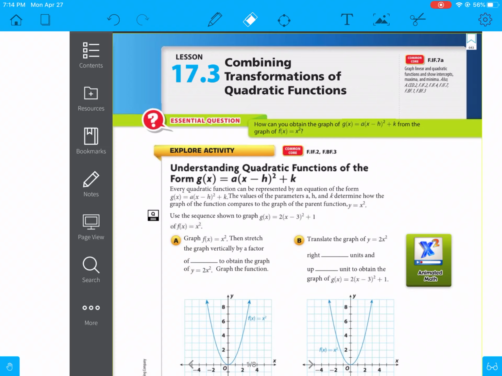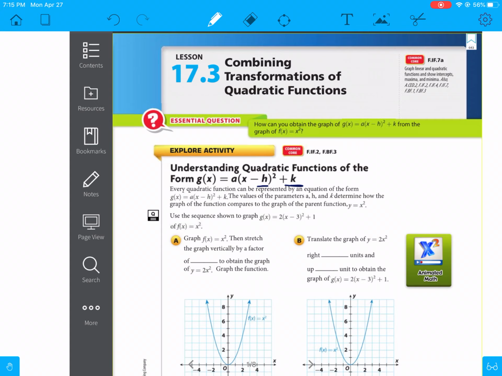All right, so today we're going to be going over Module 17.3, which is combining transformations of quadratic functions. Our first activity says exploring quadratic functions in the form g of x equals a times x minus h squared plus k. So we know the k is what goes up and down, and then that h right here is going to be what goes right or left.